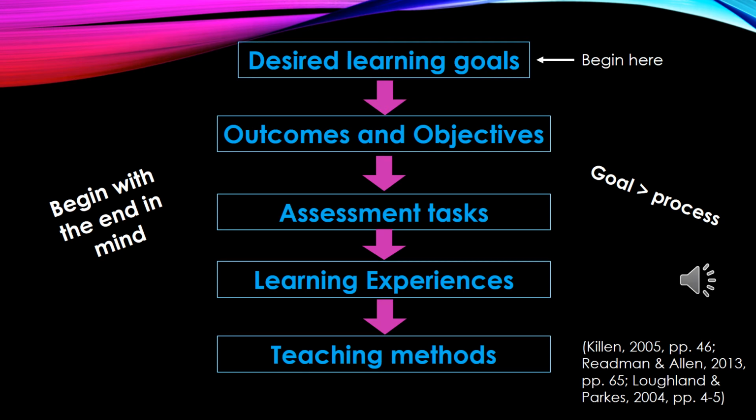This technique of unit and lesson planning only works if the end goals are worthwhile. Readman and Allen in their writings also support this technique that places the goal over the process. Killen suggests that teachers should ask questions when planning that will allow them to follow the backward mapping procedure, including: what do we want students to learn? Why do we want students to learn these things? How can we best help students to learn these things? And how will we know when students have learned?